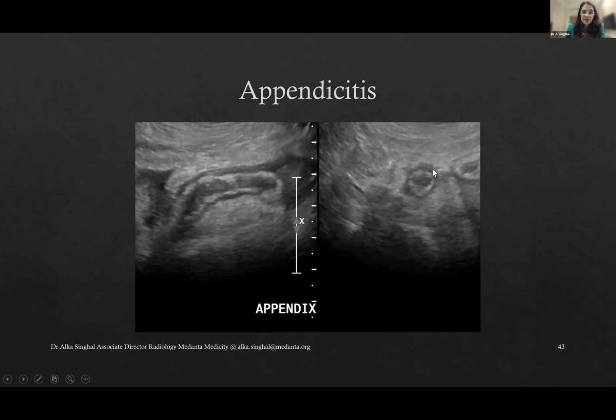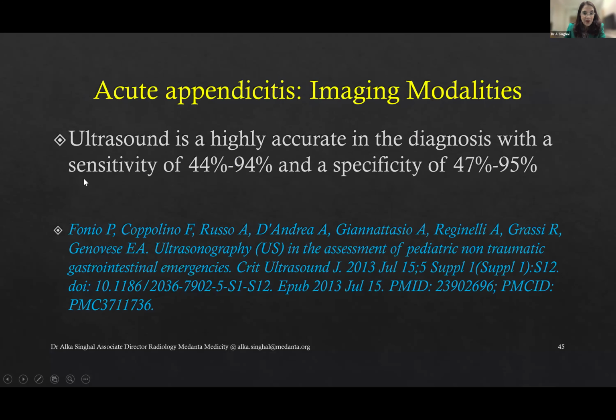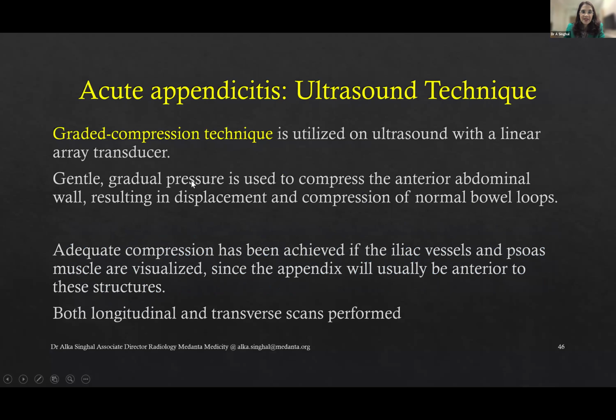Classically, we know this picture, we've seen it. Classical appearance of a tubular dilated structure, echogenic wall, non-compressible, and that's the transverse image. And these symptoms we've already discussed. Ultrasound is highly accurate in the diagnosis. And of course, if we do it well, we have a good diagnosis.